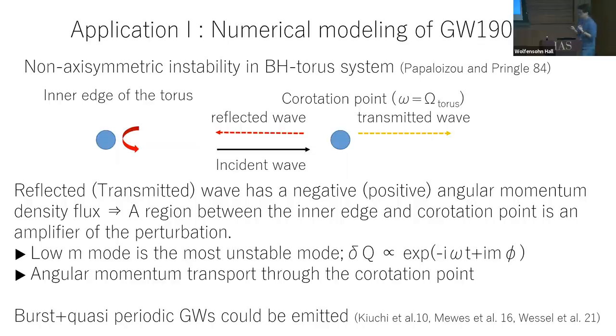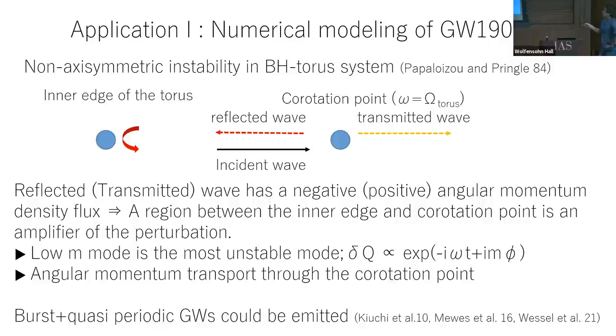Papaloizou and Pringle showed that a black hole surrounded by a disk is subject to a dynamical instability in 1984. Linear perturbation analysis tells you about the emergence of the co-rotational point, where the frequency omega coincides with the background angular velocity profile. If you consider an incident wave at the co-rotational point, you can calculate the angular momentum flux for the reflected wave and the transmitted wave. The sign of the former is negative and the sign of the latter is positive, which means that angular momentum is transported outward through the co-rotational point.